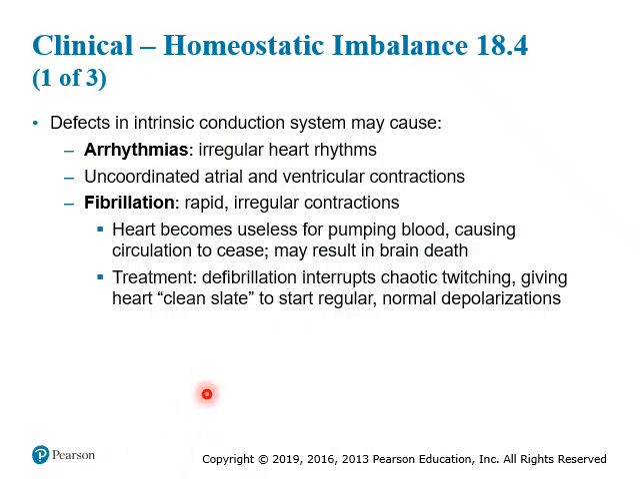So let's take a look at some homeostatic imbalance. These are defects in the intrinsic conduction system and may cause what you call arrhythmias. Arrhythmias are irregular heart rhythms, and this is actually uncoordinated atrial and ventricular contractions. Fibrillation, which is an arrhythmia, is a rapid irregular contraction. This is when the heart becomes useless for pumping blood. It causes the circulation to cease completely and may result in brain death.